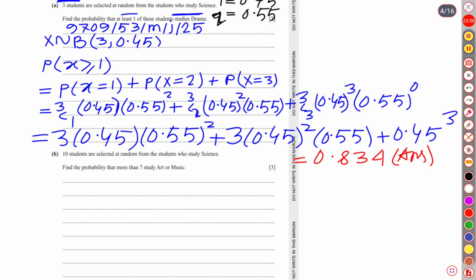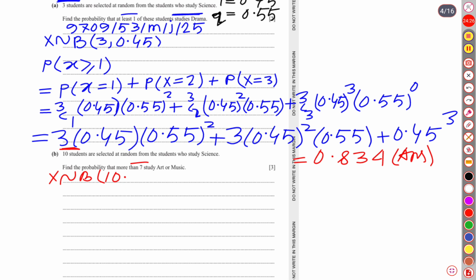The next question says 10 students are selected at random. Now the number of students is 10, and we have to find the probability that more than 7 study art or music. Okay, so for art or music, let us write X belongs to binomial distribution. The parameters are 10 as well as the probability of studying art or music.